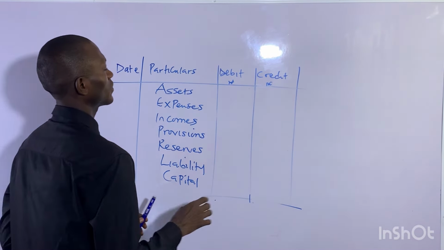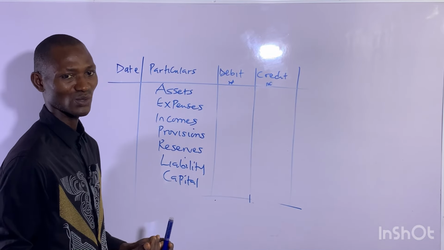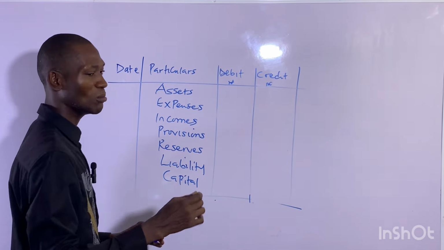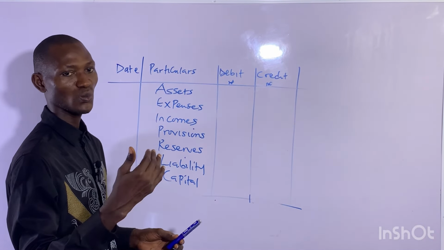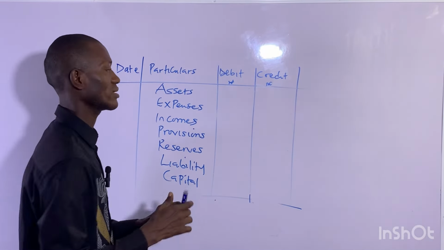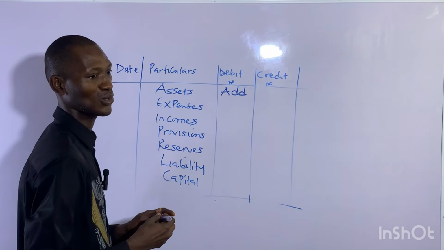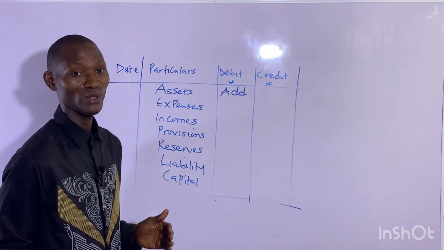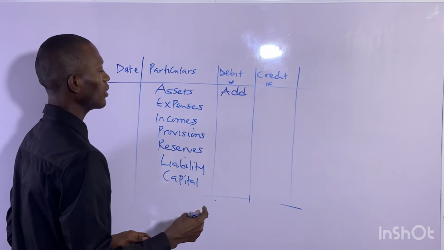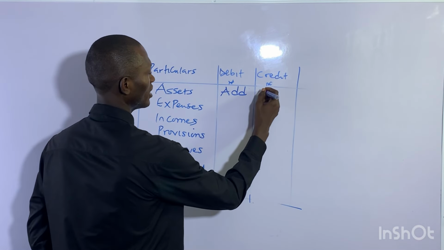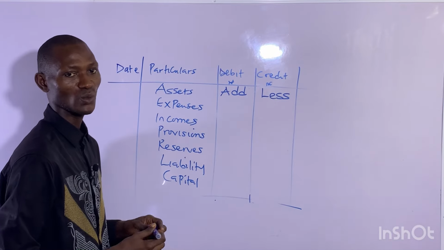Look at this. Assets will always have a debit balance. So any asset account will always have a debit balance. And the more you debit an asset account, the more the balance in that account will increase. That's what we are saying. So when you are debiting an asset account, it means you are adding to that account. So the more you debit an asset account, the more the balance in that account increases. And when you credit an asset account, it means the balance in that account will be reducing. That's what we're saying.